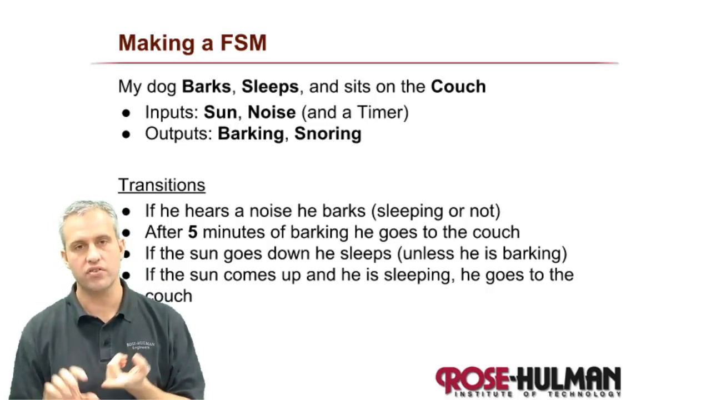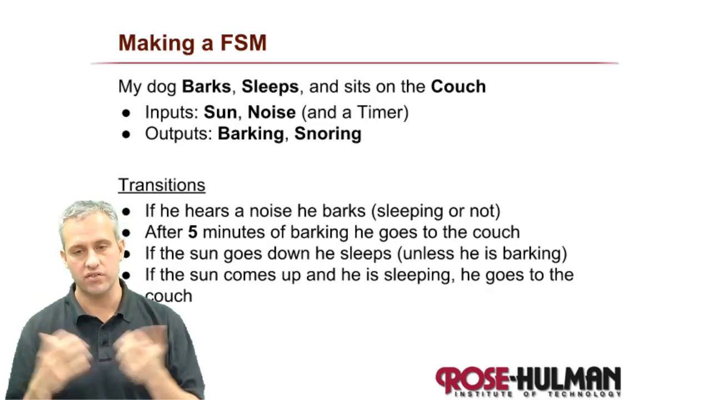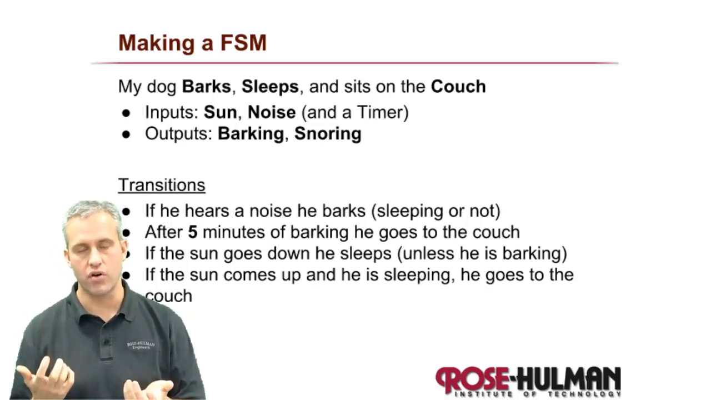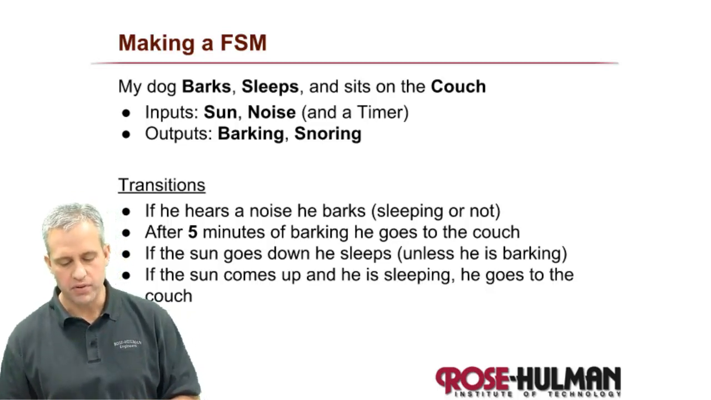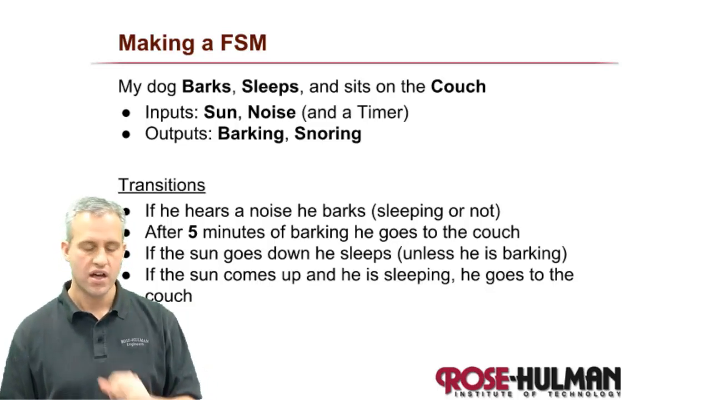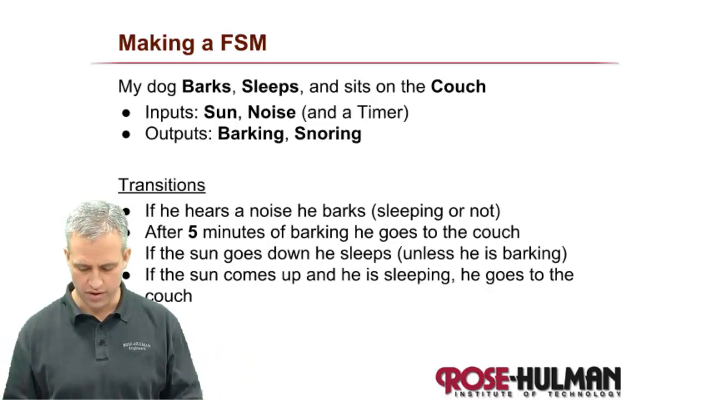The inputs on this are whether the sun is up or not. If the sun is up, that means he's not sleeping. If he hears a noise, he's going to start barking. This particular dog barks for 5 minutes whenever he hears a noise, doesn't matter if he's asleep or awake. If he hears a noise, he's going to start barking.